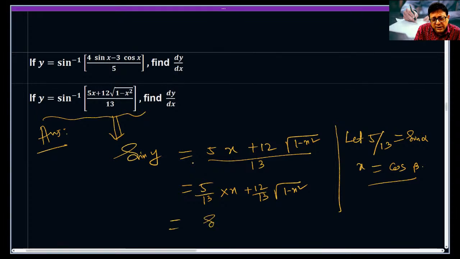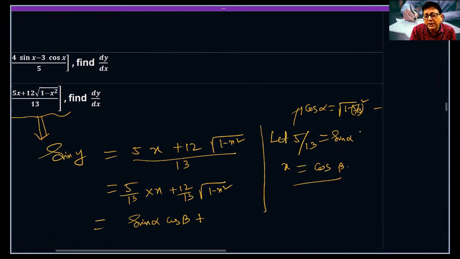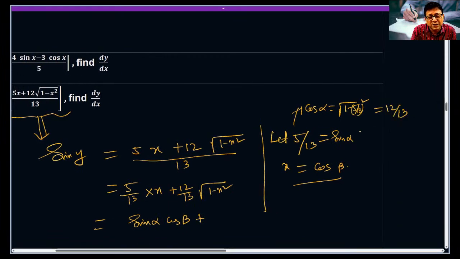5 by 13 is sin alpha, and if 5 by 13 is sin alpha, then cos alpha is root of 1 minus (5 by 13) whole square. So this will be 12 by 13. You can easily replace.